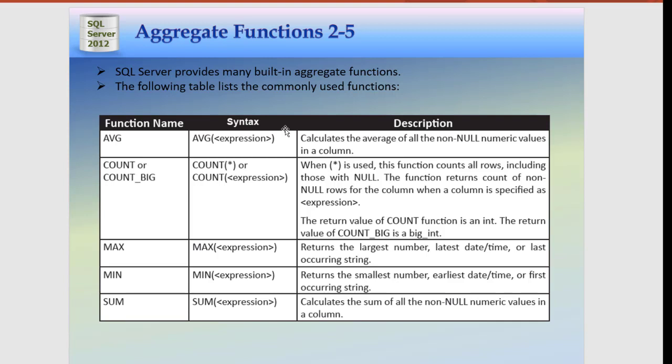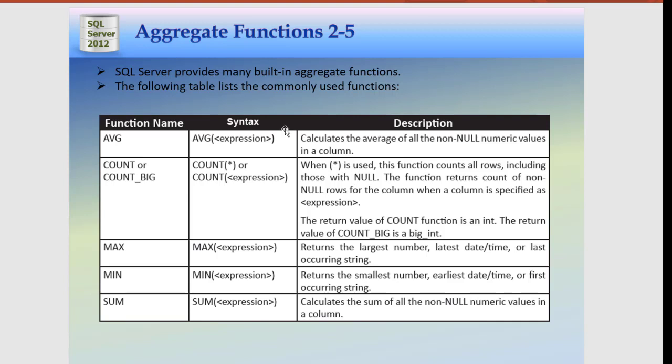We have already seen the average function, which basically calculates the arithmetic mean of all the non-null numeric values in a column. We have the count and count big, the count or count expression. So when used with an asterisk, this function counts all the rows including those with null. The function returns the count of non-null rows for the column when a column is specified as expression, whatever it is that you want to count. The return of the count function is an integer, while the other one, count big, returns a big int.